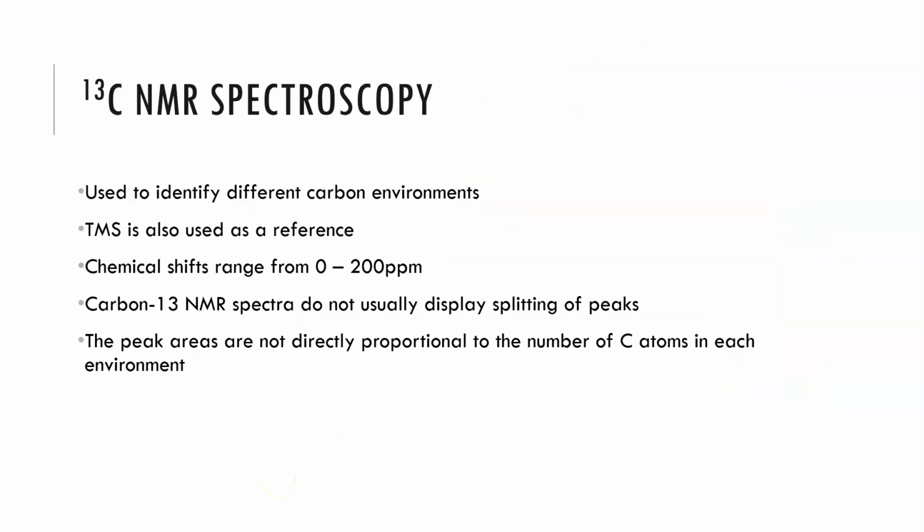Okay, very quickly, we're just going to look at 13C NMR spectroscopy. You have a table for carbon-13 in your data booklet. It is used to identify different carbon environments in exactly the same way that we identify hydrogen environments. TMS is also used for a reference, but this time, instead of being 0 to 12, we have 0 to 200 ppm as our chemical shift range. So if you're looking at a table that has chemical shifts up to 200, you're actually looking at the carbon-13 table. Make sure that you are using the right table for the right spectrum.